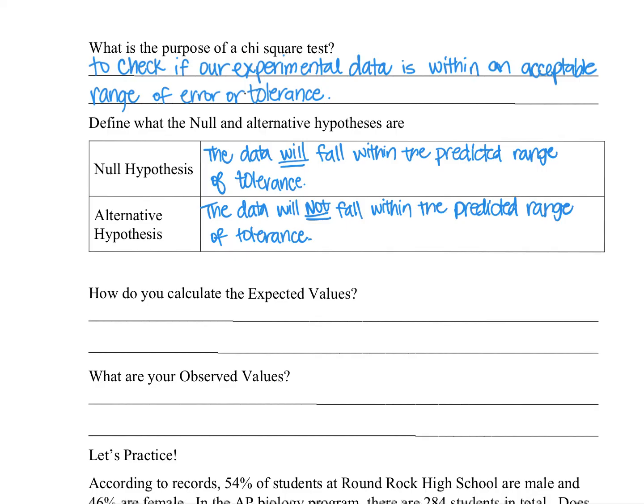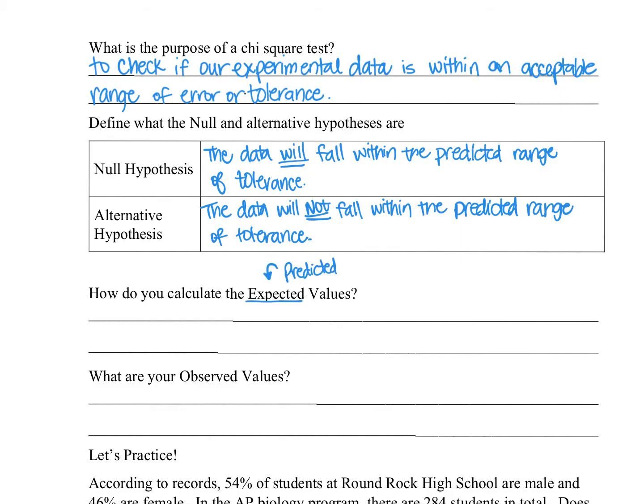Now, once we establish our null and alternative hypotheses, we're going to use a mathematical chart to help us find out if the data does fall within our accepted range of tolerance. To do that, we need to know what the predicted values are and what the actual values in our data set look like. The predicted values are what is known as your expected values.